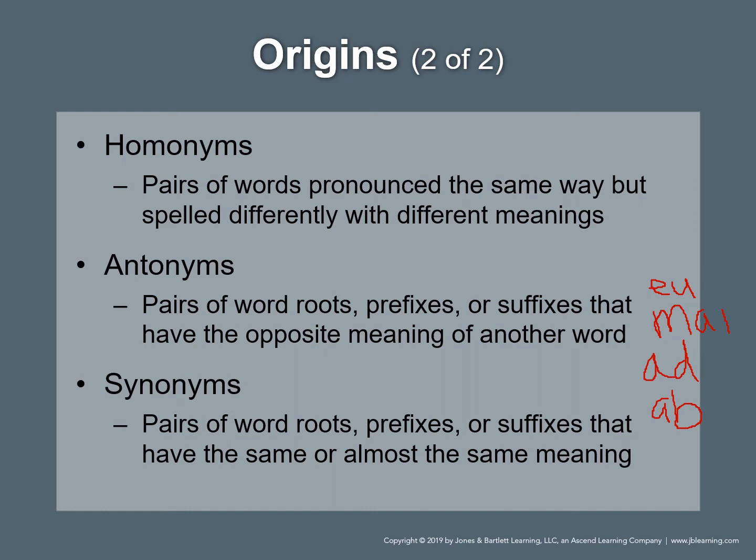Synonyms, these are pairs of words, roots, prefixes, or suffixes that have the same or almost the same meaning. Examples would be the prefix of a pneumonologist and a pulmonologist. They both mean lung. So pneumo and pulmo both are associated with lungs.